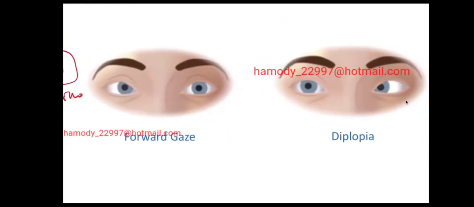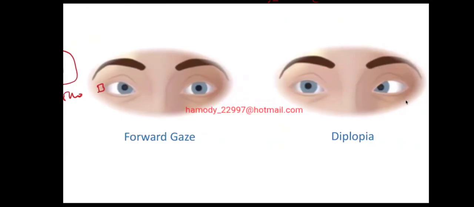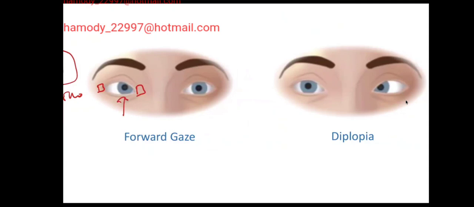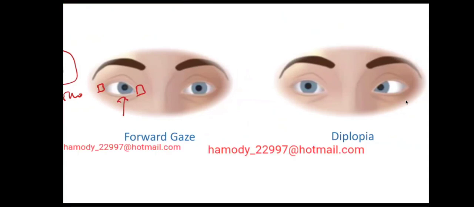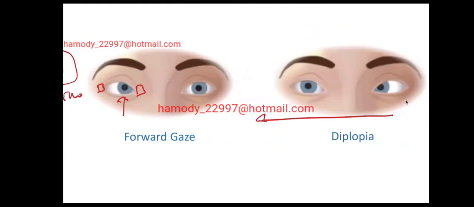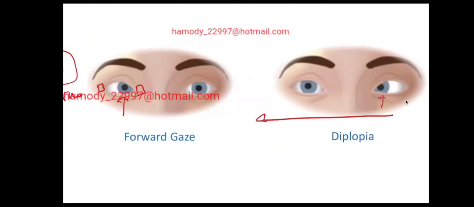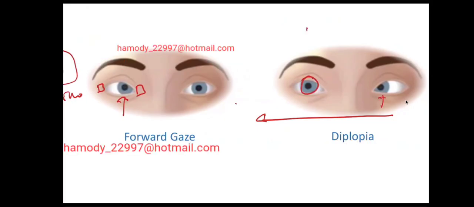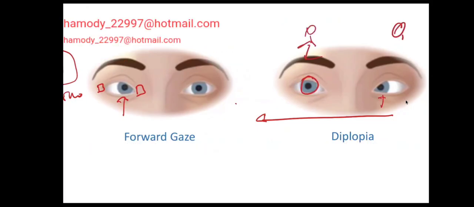So when you ask to look forward, because the lateral rectus tone is lost here and the tone of the medial rectus is intact, this will be the normal eye position when you ask them to look forward, forward gaze. When you ask them to look towards the affected side, they'll have double vision because the normal eye will move towards this side, but the abnormal eye is just in the middle. So the image from this eye is different from the image formed here.